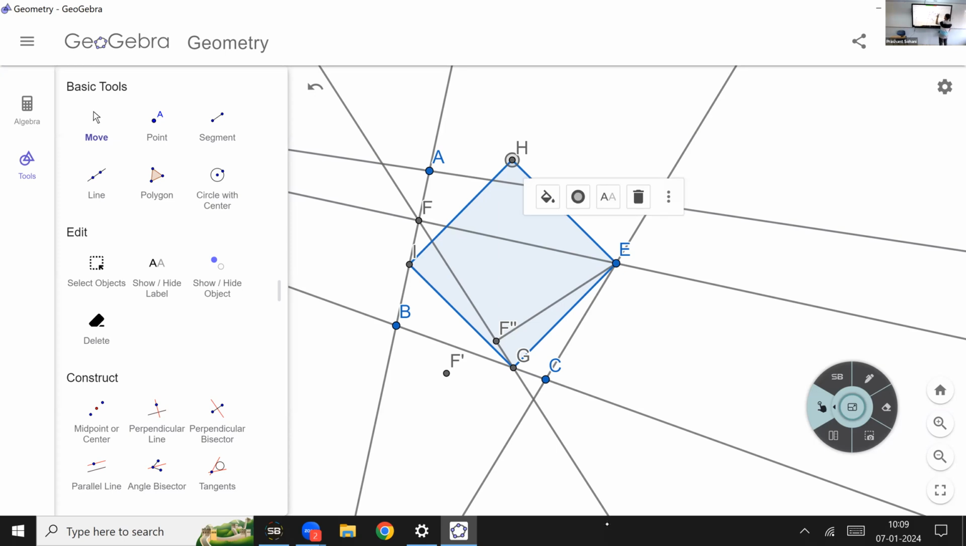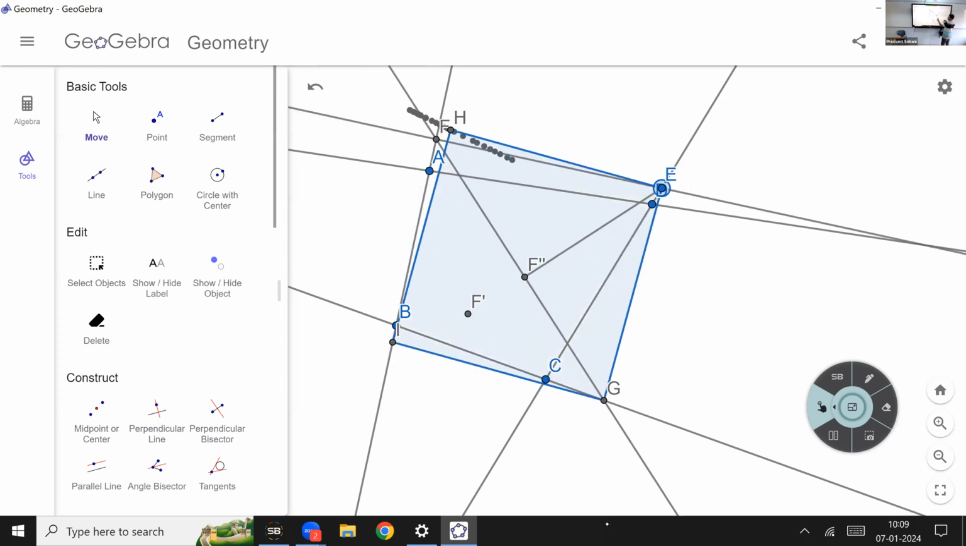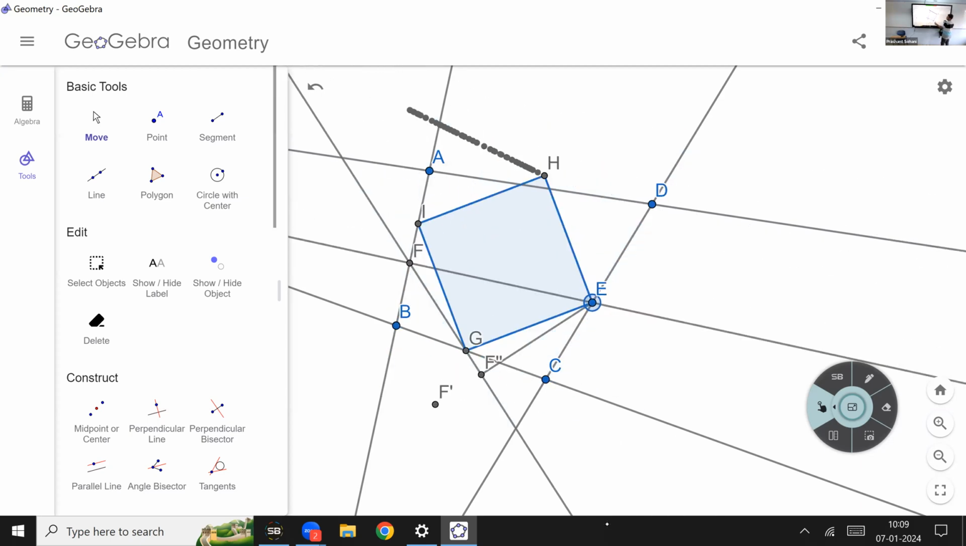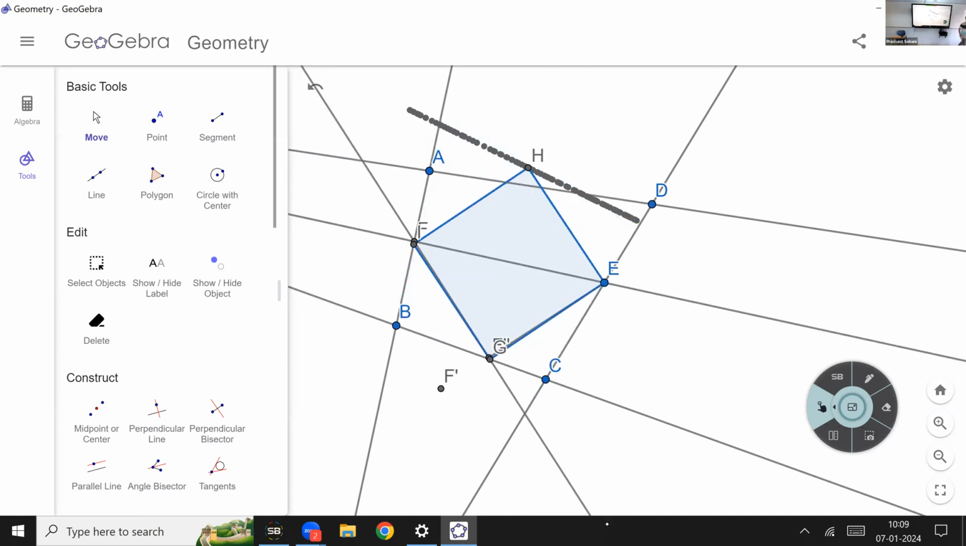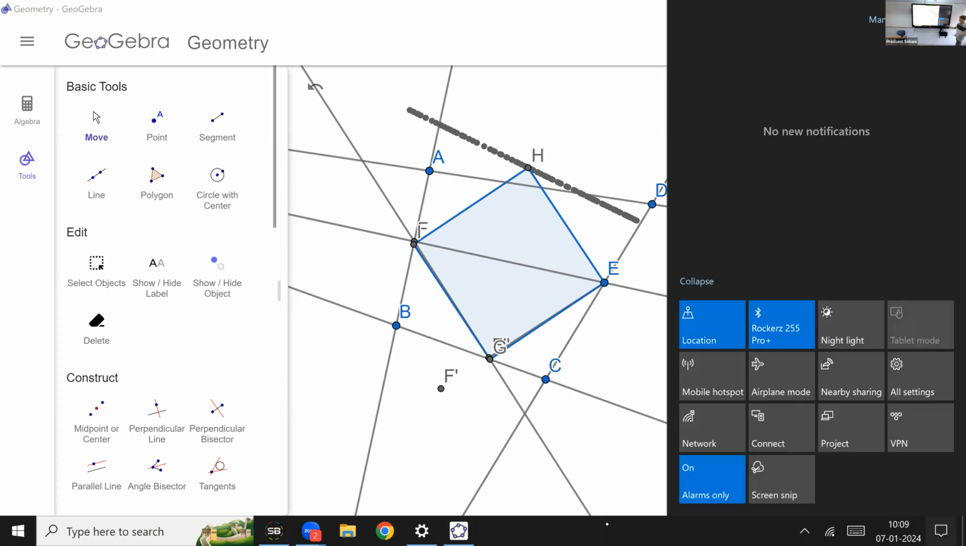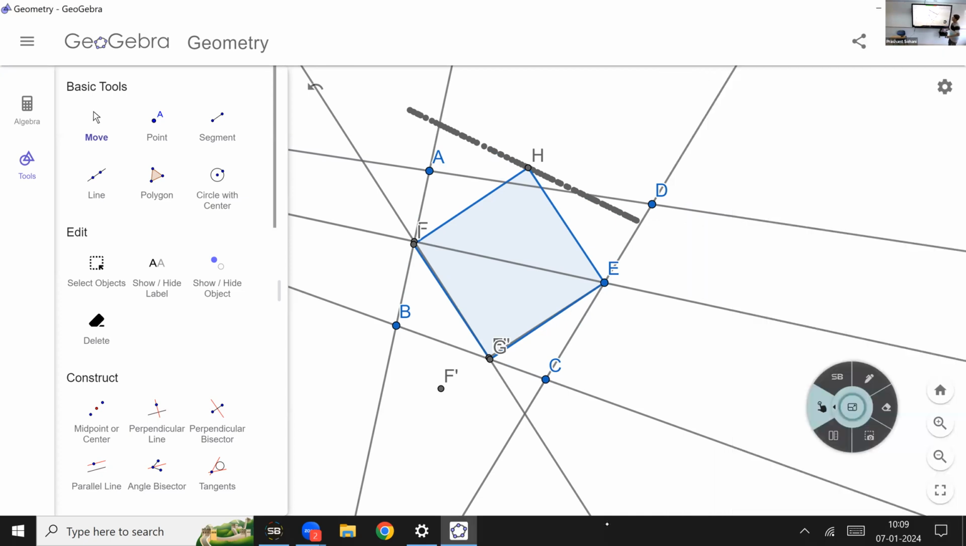So let me enable tracing for this. So as I move point E, look at that. H is moving nicely on a straight line. So therefore, it looks like this could be one way to solve the question, but of course we have to answer why is it on the straight line.